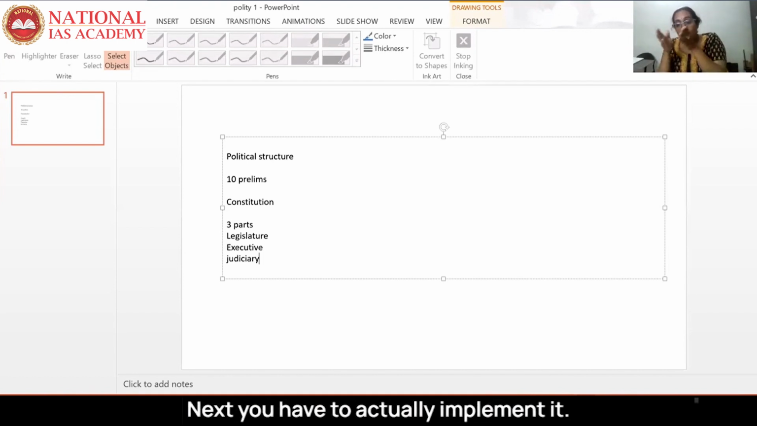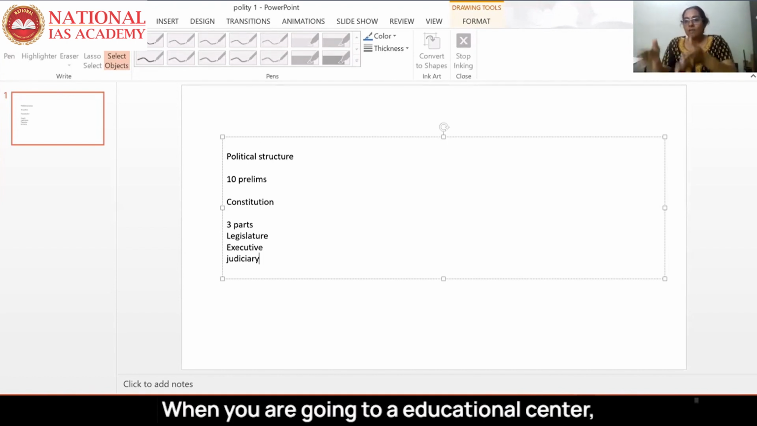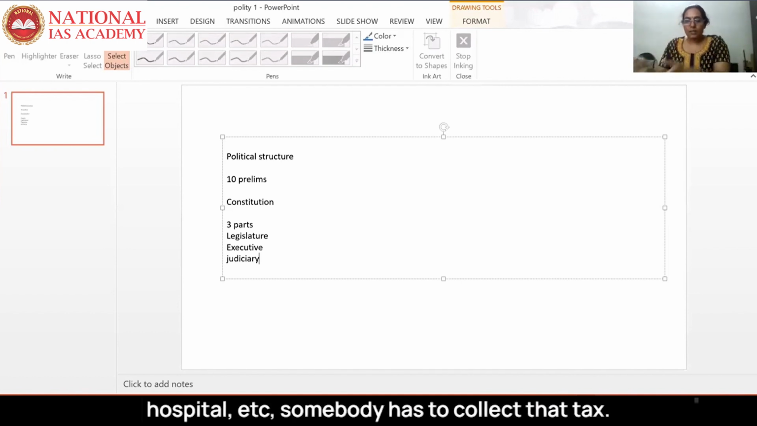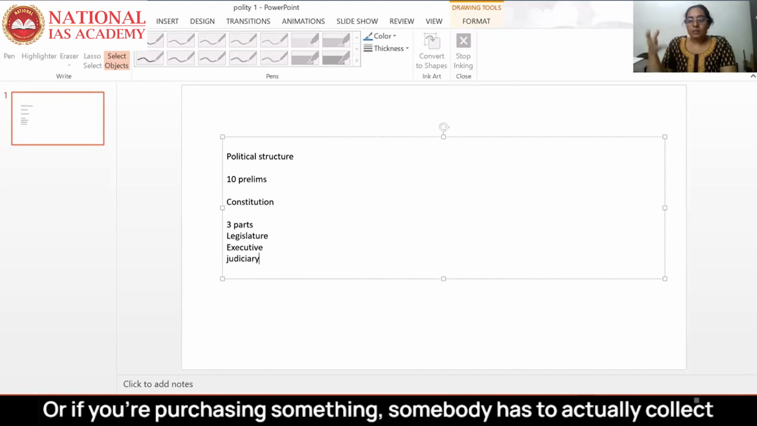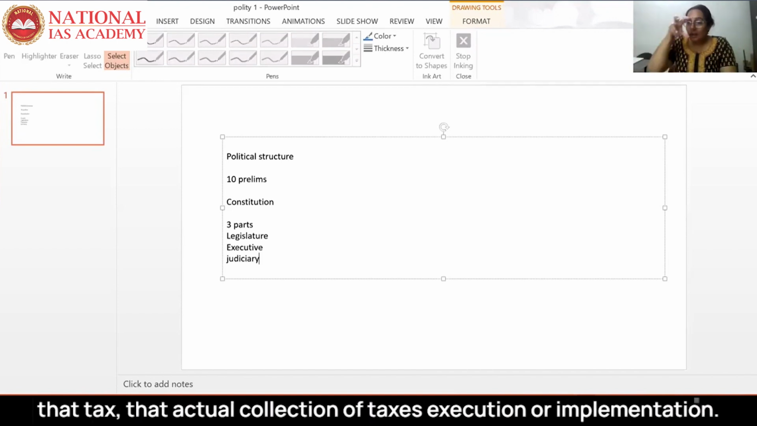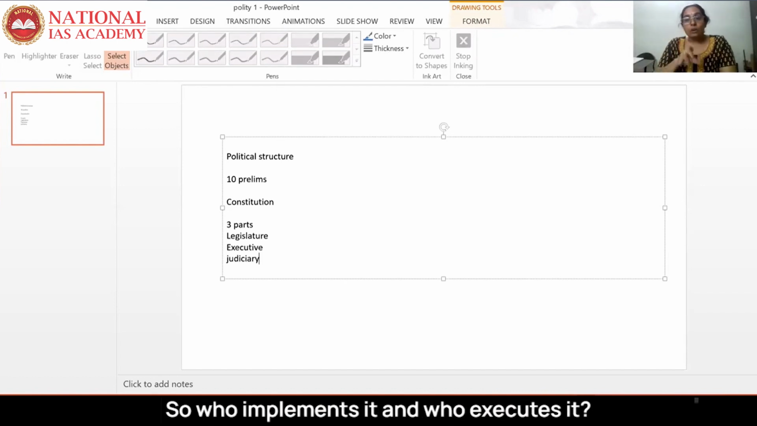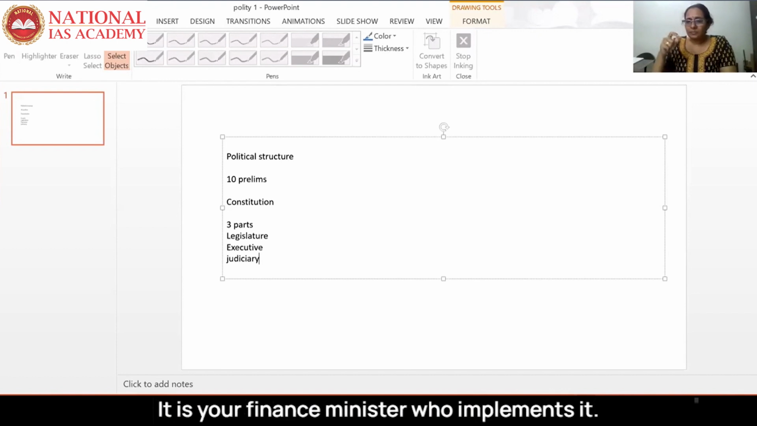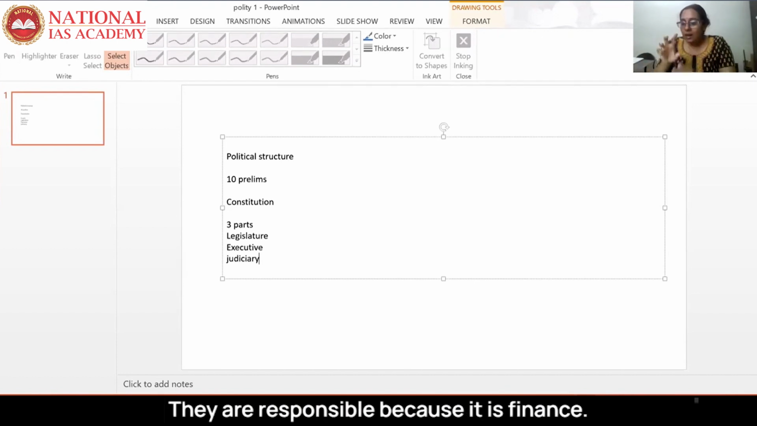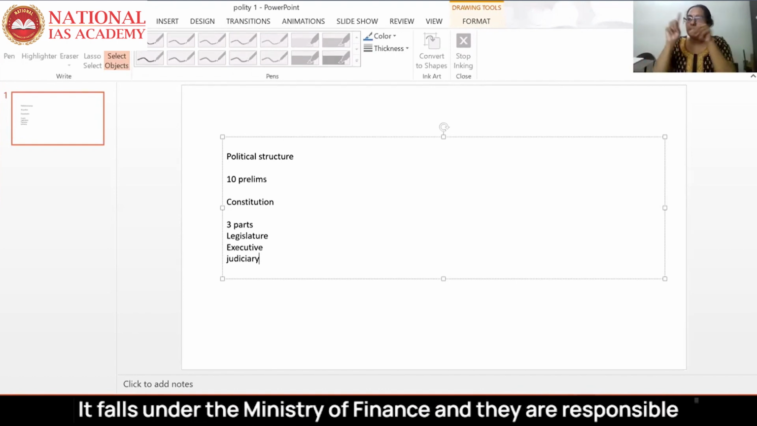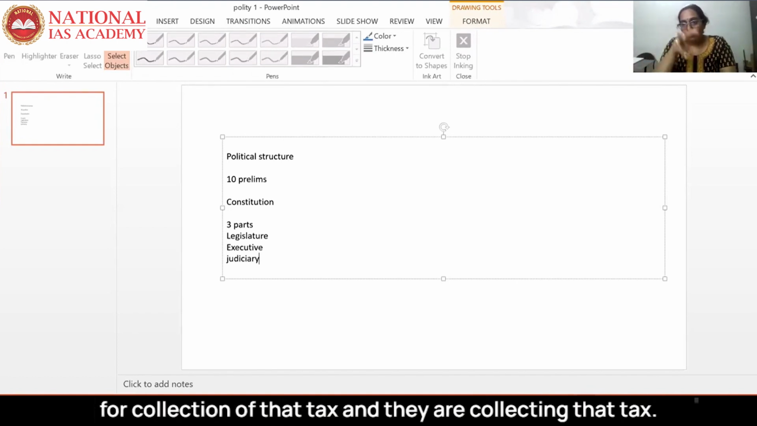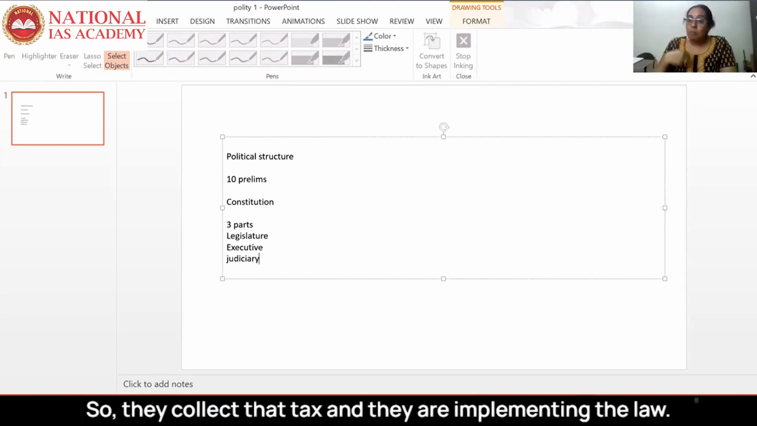Next, you have to actually implement it. Implementation means what? When you are going to an educational center, hospital, etc., somebody has to collect that tax. Or if you're purchasing something, somebody has to actually collect that tax. That actual collection of tax is execution or implementation. So who implements it? It is your finance minister. The Ministry of Finance is responsible because it falls under the Ministry of Finance, and they are collecting that tax. So they are implementing the law.